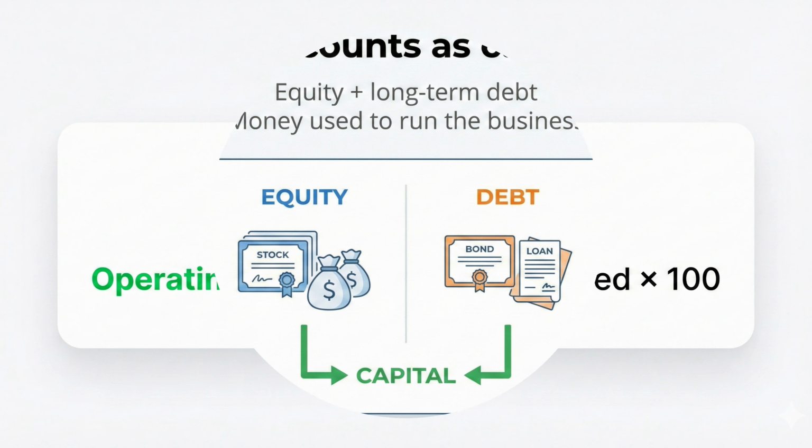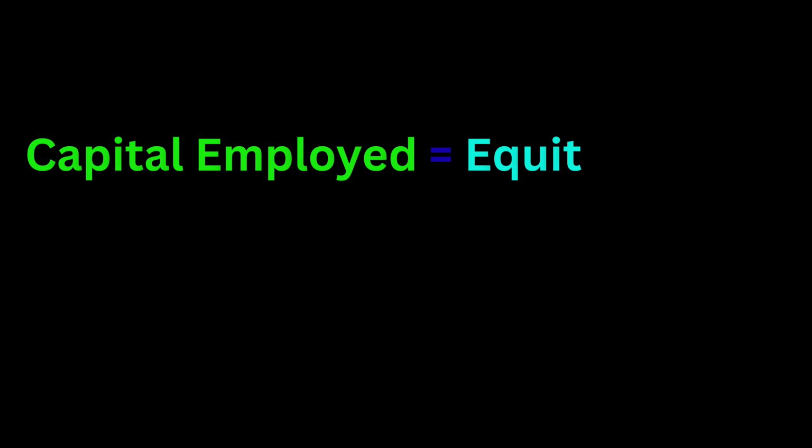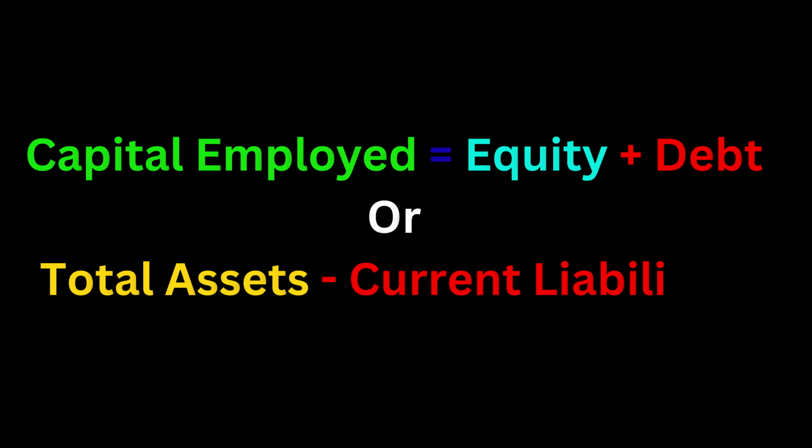The formula for ROCE is operating profit divide by capital employed, multiply by 100. Capital employed usually means equity plus debt, or total assets minus current liabilities.